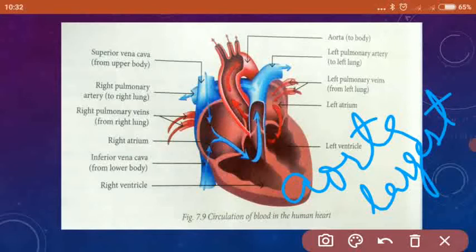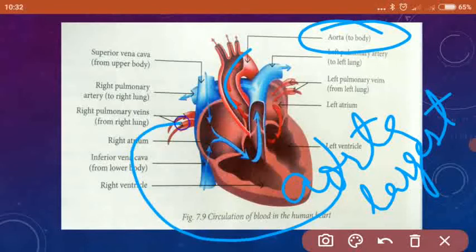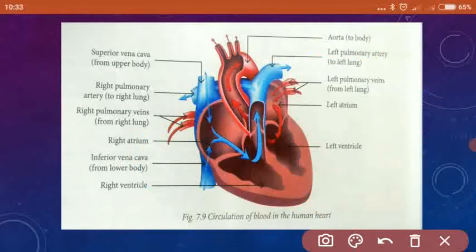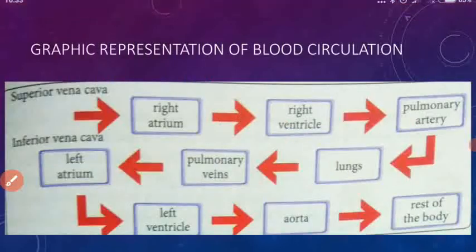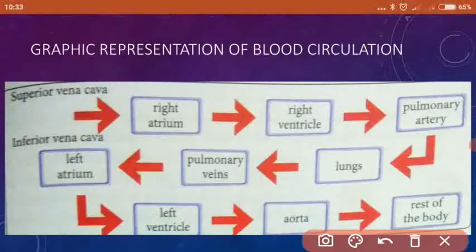This will carry blood to all parts of the body. You can see, this is the aorta and it is carrying oxygenated blood to all parts of the body. The oxygen will then be given to all the body parts, tissues and organs, and then this blood, which is deoxygenated, will be carried back to the right atrium by the superior and inferior vena cava. Now let us see the graph. I hope you all have understood the circulation of blood. Let us see the graphic representation of its pathway, that is, from where to where the blood goes.